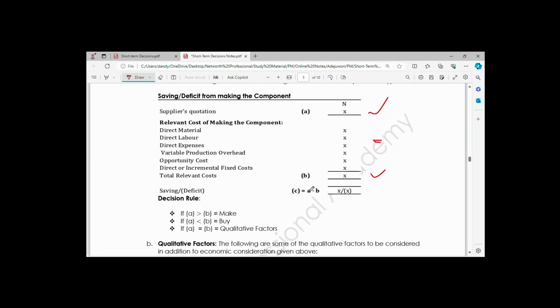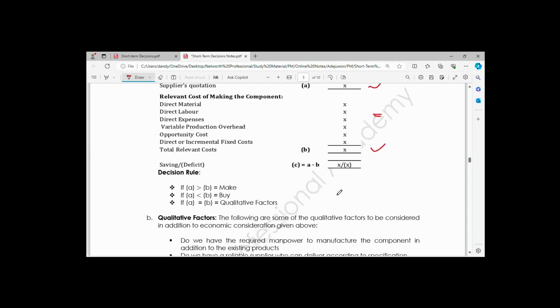So this is not a matter of, okay, if the supplier's quotation equals the relevant cost of making, how do we know whether we should make or buy? It's a position that a company must take. If that is the case, decide, okay, since I'm not saving anything in this situation, it's better for me to just make it. But before you make it, you need to ask yourself those germane questions, whether you have the expertise or technical know-how to produce the components in-house. So you have to ask yourself those questions.